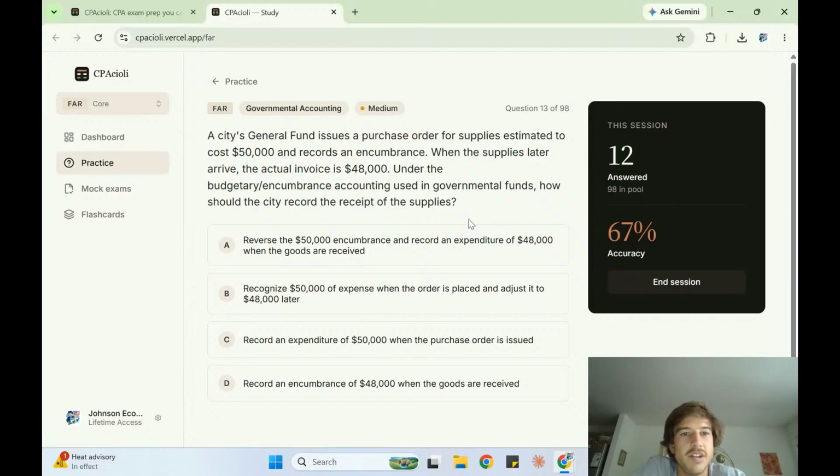Okay, governmental accounting. A city's general fund issues a purchase order for supplies estimated to cost $50,000 and records an encumbrance. Actual number is 48. Budgetary encumbrance accounting. Yeah, I don't know what that is. We'll see. How should the city record the receipt of supplies? Well, we can use common sense. Budgetary accounting, so they probably budget it at 50,000.